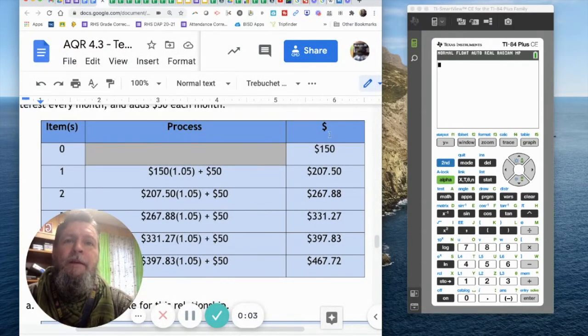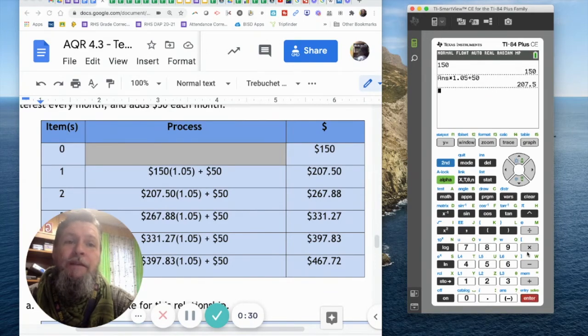Okay, now I got my calculator up, and we'll show you how this works. Initially, the first amount of money we have in there is $150. So we're going to put $150 into our calculator, hit enter, so it's there in the memory. And then we're going to multiply by 1.05, and then we'll add $50, okay? Because of PEMDAS, the calculator does the multiplication first, then the addition, okay?